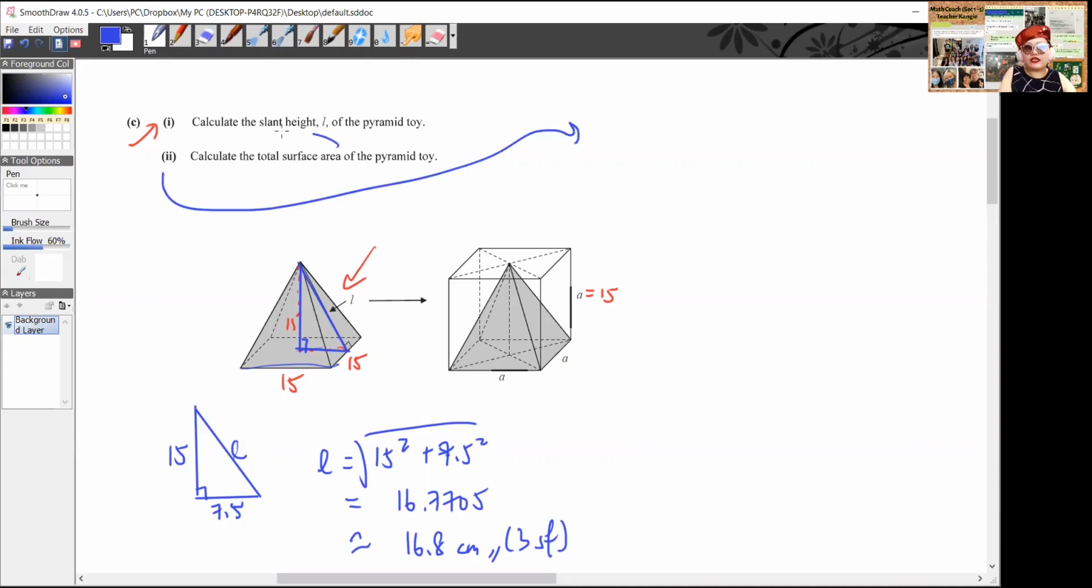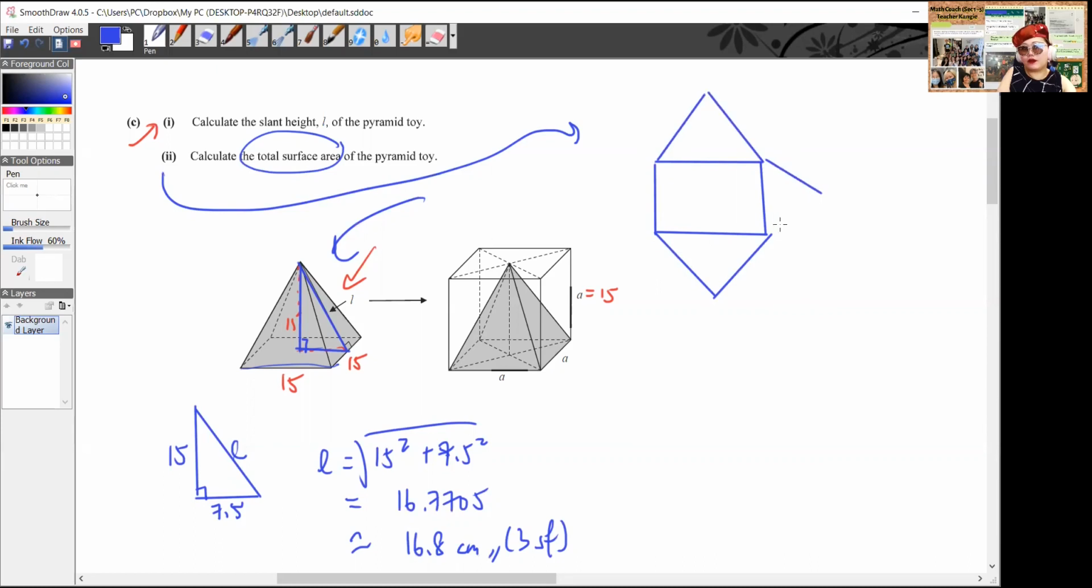So they asked to find the total surface area of the pyramid toy. So in this one, this pyramid toy, to find the total surface area, maybe the best way to visualize it is you go and draw out the net. So you visualize this one, you open up. Okay, so I'm going to draw out the net. You will have a rectangle. And you have 4 of the triangle. Okay, because you open it up. This is the net of the pyramid. So your task is to find the total surface area of these 5 faces.